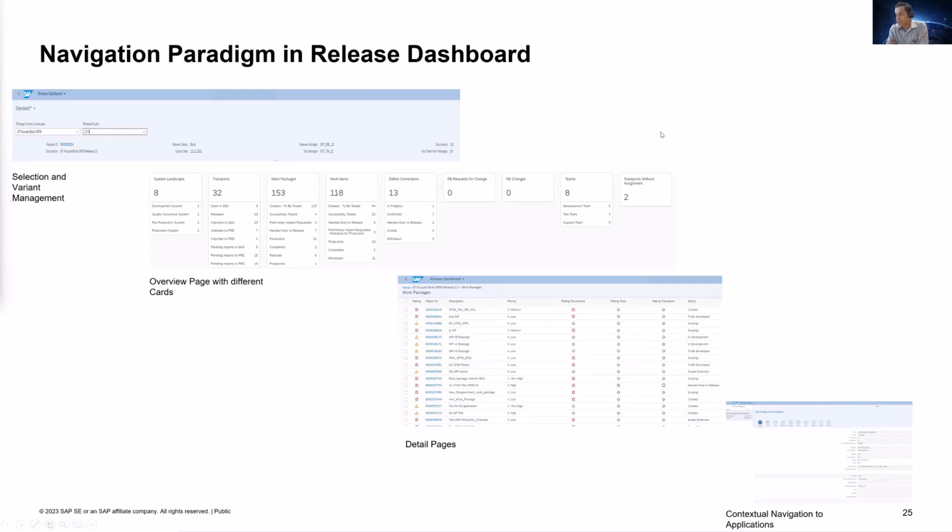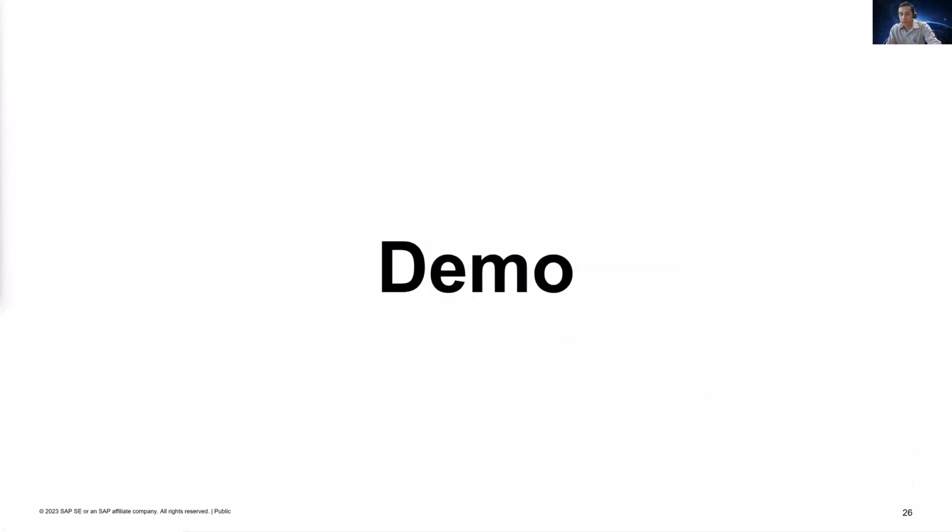Then there is a contextual navigation for each of the applications, from where you can go into the individual objects if you want information about them: who is working on them, what is the current status, what is happening with these objects. You can drill down into the application, for example for the work packages, and look at what is happening with these objects. So all this capability is provided in the form of a release dashboard. Now I will quickly demo you the release dashboard.